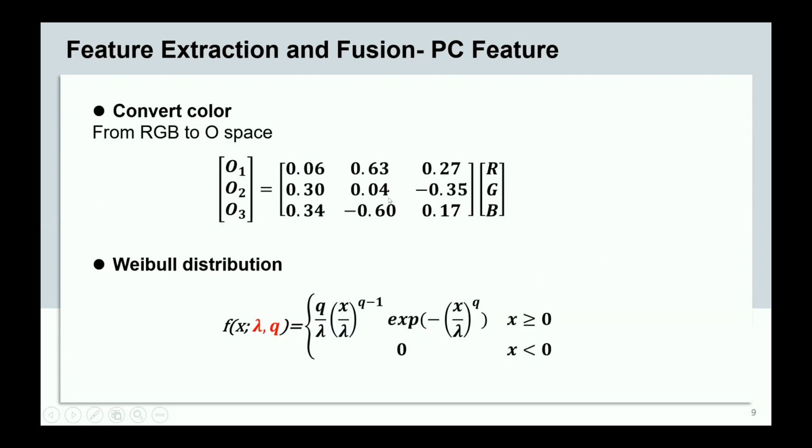Besides, we convert the color from RGB to O space, use this matrix, and in O space, the performance of PC feature is much better. And we use PC to fit the Weibull distribution and use lambda and Q as the feature of the image.